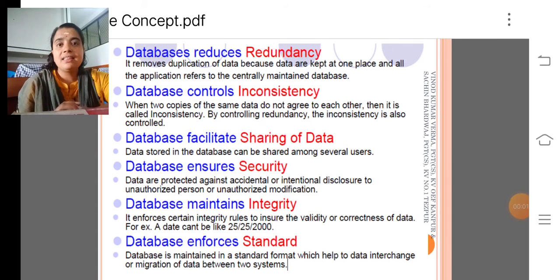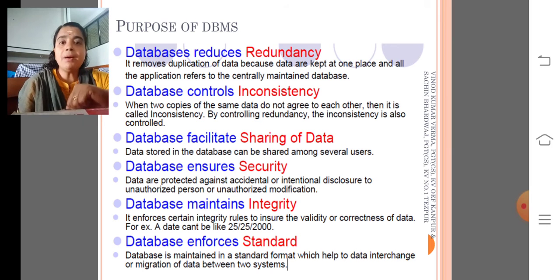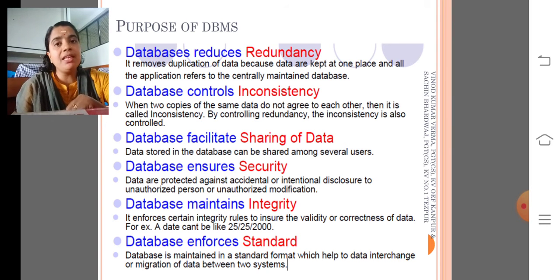Dear children, this is the second module. In this module, we are going to discuss the purpose of, or why we need, a database management system. All these are features of a database management system. Now we are going to discuss them.